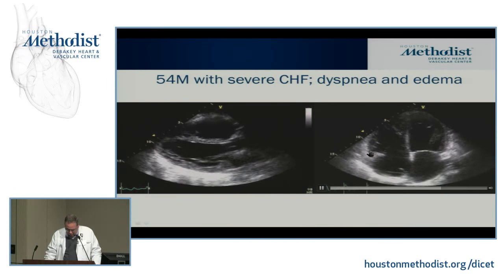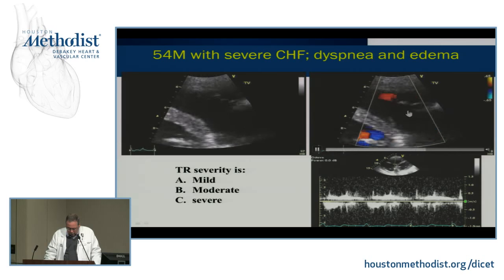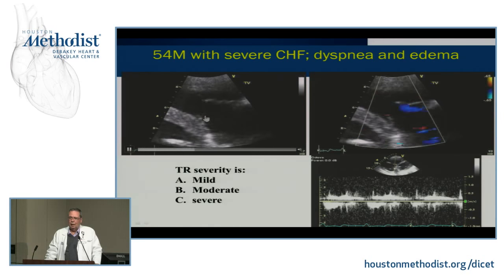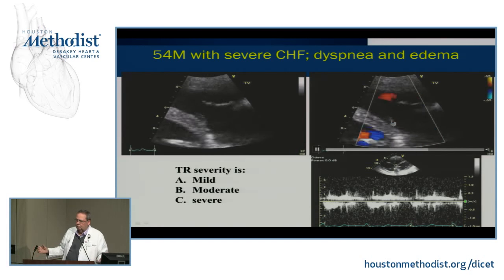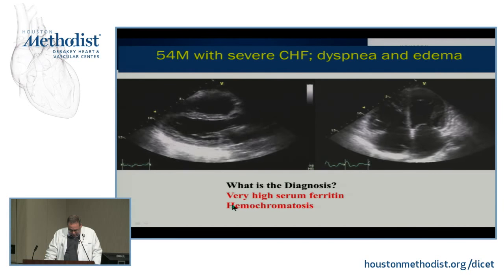What about this one? Everything is bad. The RV may be even worse than the LV. Biatrial enlargement, very, very sick heart, right? The TR is so severe that we don't even see any color. You see valves that are trying to say hello to each other a mile away, and there's nothing here. It's like not having a tricuspid valve anymore. So obviously, the answer will be severe. And the diagnosis comes in by a blood test.